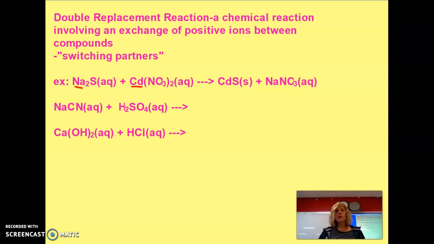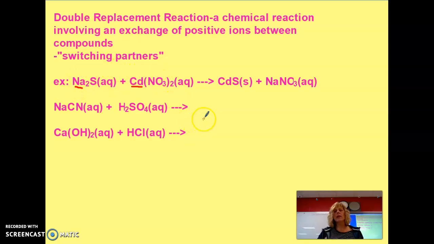I want to go through, so we already talked about double replacement reactions. And remember I said those are the reactions that are really just switching partners. So we have this couple, and at some point they go on a double date, and at some point in the night they switch partners, right? So now the cadmium is with the sulfur, and the sodium is with the nitrate.